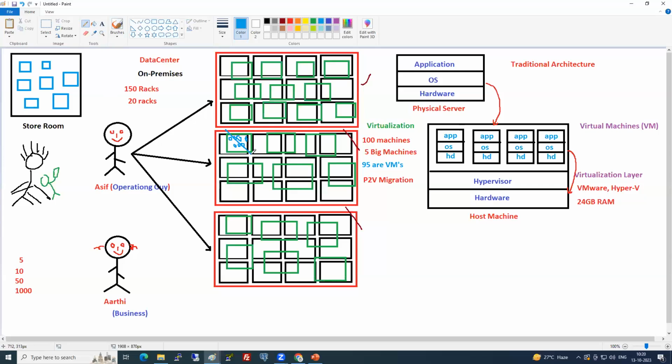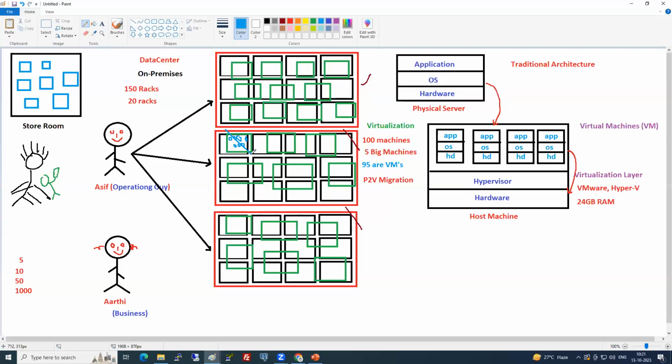What is his frustration level now out of 10? Tell me, what is Asif's frustration level out of 10? 10 out of 10. Correct? He got frustrated like anything.